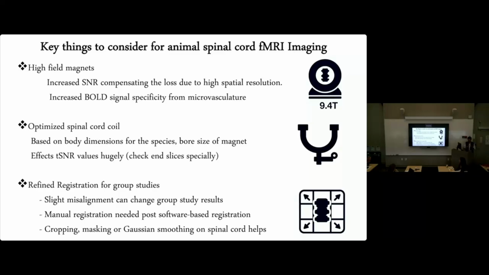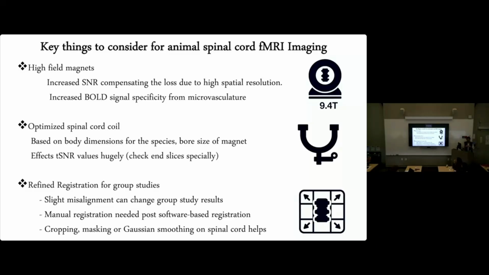Now, some of the key things to consider for animal spinal cord fMRI imaging is that we require a very high field magnet. We go for 9.4 Tesla. This is mostly because we need high SNR to image those small regions, but also because the SNR that we lose because of the high spatial resolution necessity is compensated by these high field magnets.